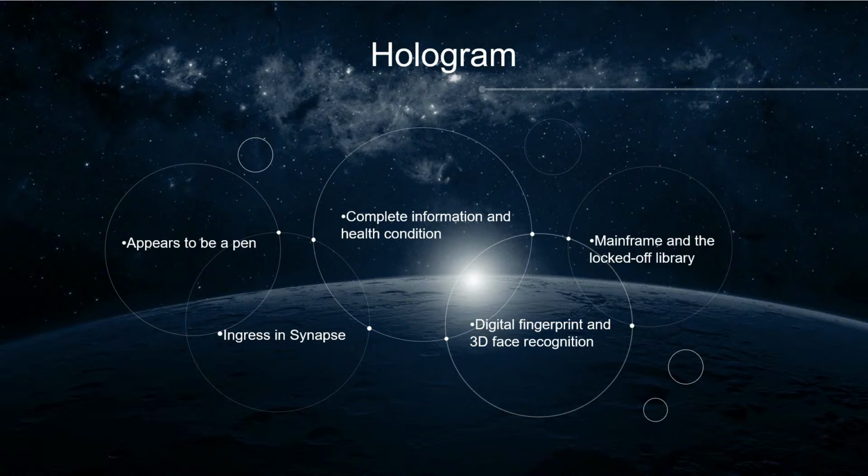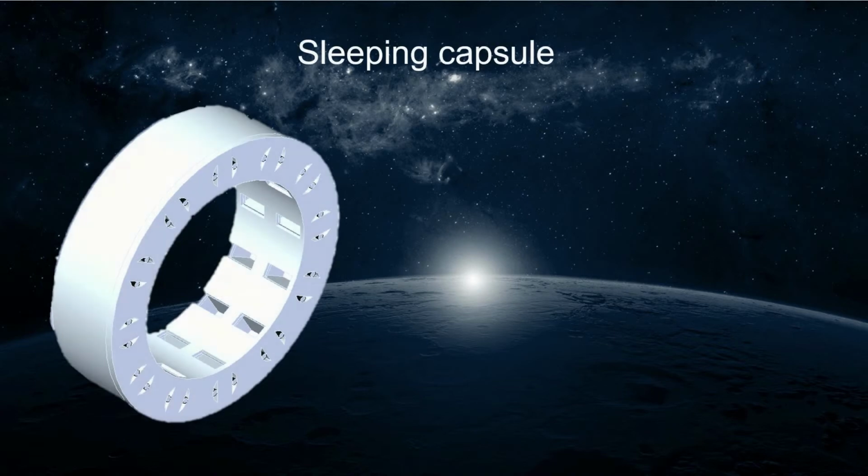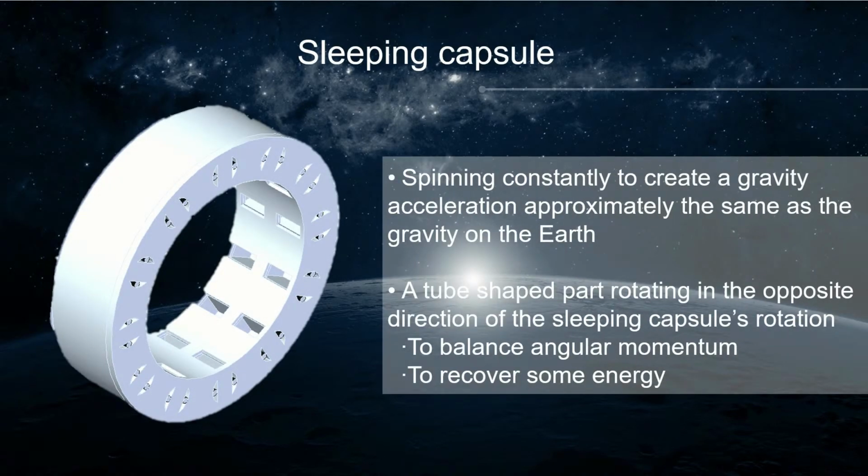The people in the settlement sleep in a sleeping capsule. The sleeping capsule spins constantly to create a gravity acceleration approximately the same as the gravity on the Earth. However, if only the sleeping capsule spins, angular momentum will become so large that the station itself may start rotating. To avoid this, there's a tube-shaped part rotating in the opposite direction of the sleeping capsule's rotation, balancing angular momentum. When decelerating or stopping the rotation, the engine can also recover some energy.